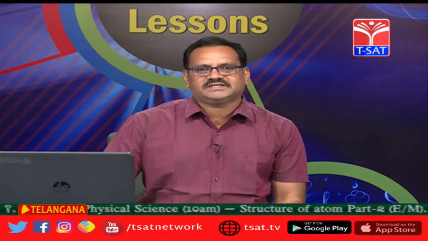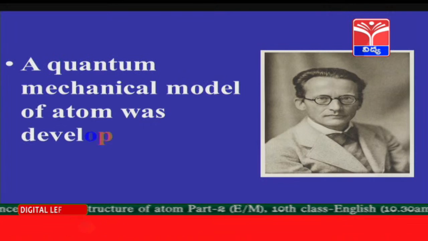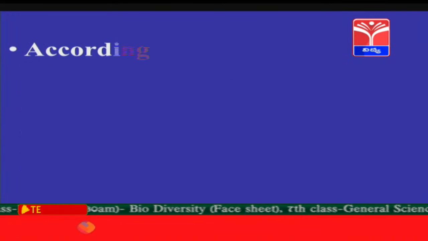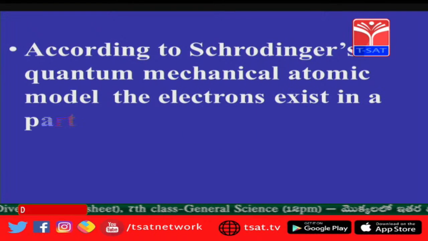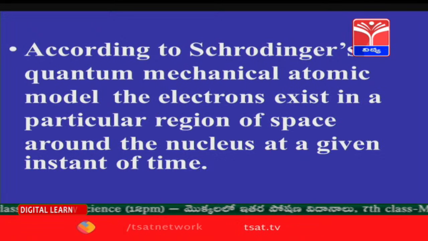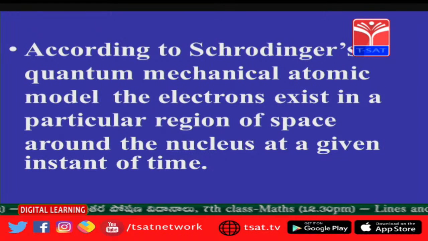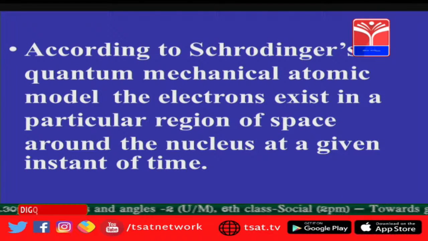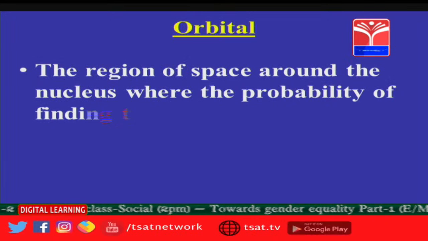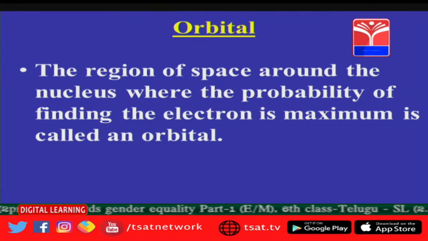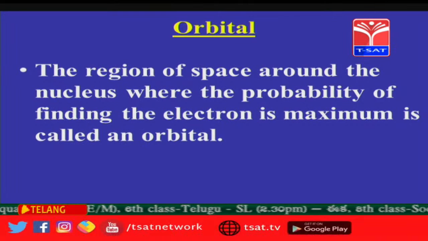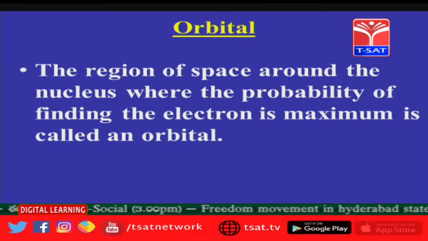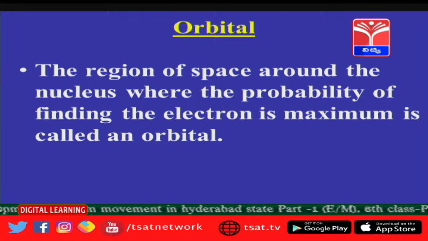To know the properties of an electron in an atom, a quantum mechanical model of the atom was developed by Erwin Schrödinger. What did he say? According to Schrödinger's quantum mechanical atomic model, the region of space around the nucleus where the electron exists at a given instant of time is called an orbital. Children, here is the definition of an orbital: the region of space around the nucleus where the probability of finding the electron is maximum is called an orbital.